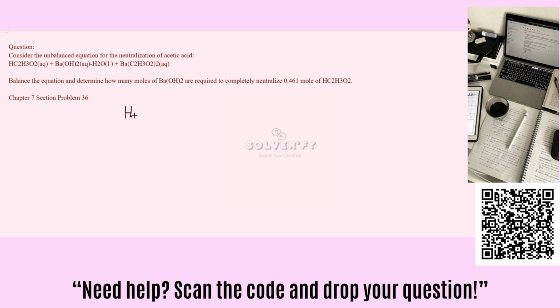If I was going to write this, it could be like H acetate, HAc. We'll say that's aqueous. Plus barium hydroxide, and this is going to go to water. And again, to simplify things and save myself a lot of headache, I'm just going to treat the acetate as an ion, because that's what it is. And then we've got two of those. So this already looks a little bit more manageable.